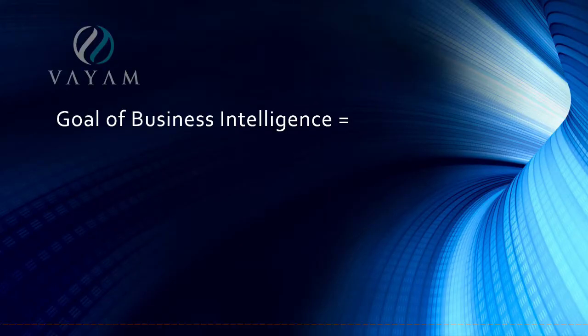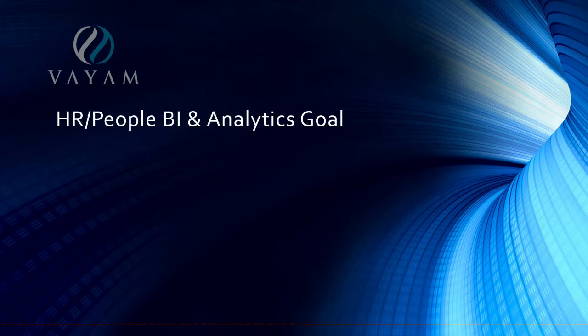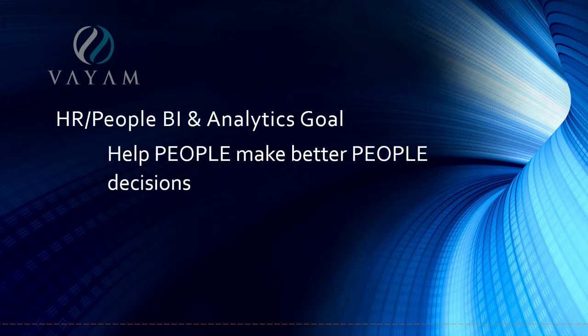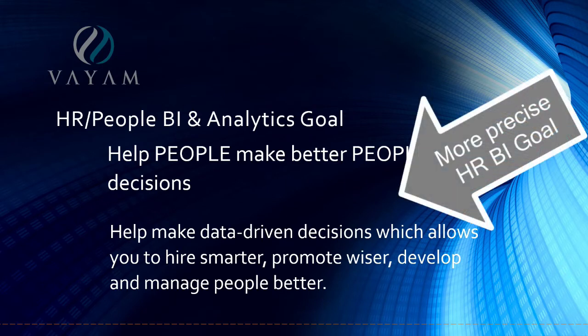First, the goal of business intelligence is to get the right information to the right people at the right time, to enable the user to make smarter decisions. And I want to emphasize that, enable the user to make smarter decisions. In fact, for HR, people business intelligence, we like to say the goal is, help people make better people decisions. Or more precisely, help make data-driven decisions, which allow you to hire smarter, promote wiser, develop and manage people better.